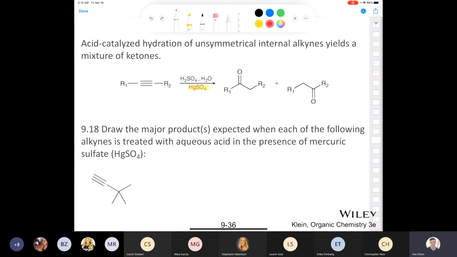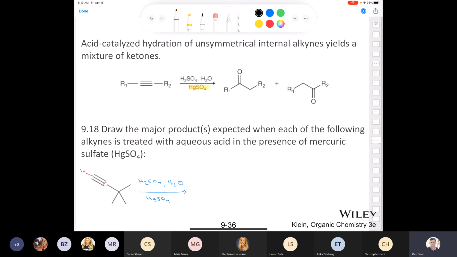It says, draw the major products expected when the following alkyne is treated with aqueous acid in the presence of mercuric sulfate. So what does that mean? We're treating it with sulfuric acid and water, and we're going to use mercuric sulfate to get that reaction to go. Well, remember, this is a terminal alkyne. The rich are going to get richer. So the carbon that has the red proton attached to it is the one that's going to take the proton from the water. This carbon over here is going to take the hydroxyl.